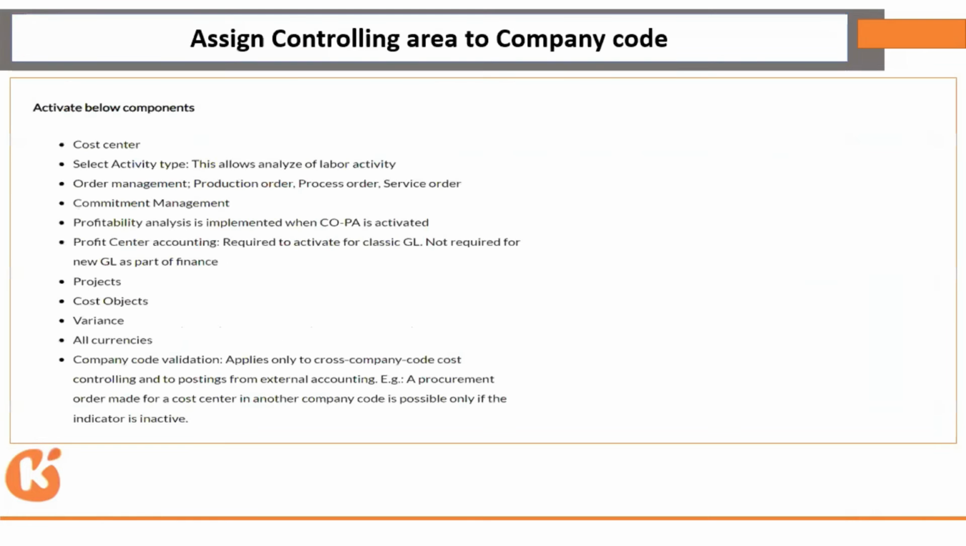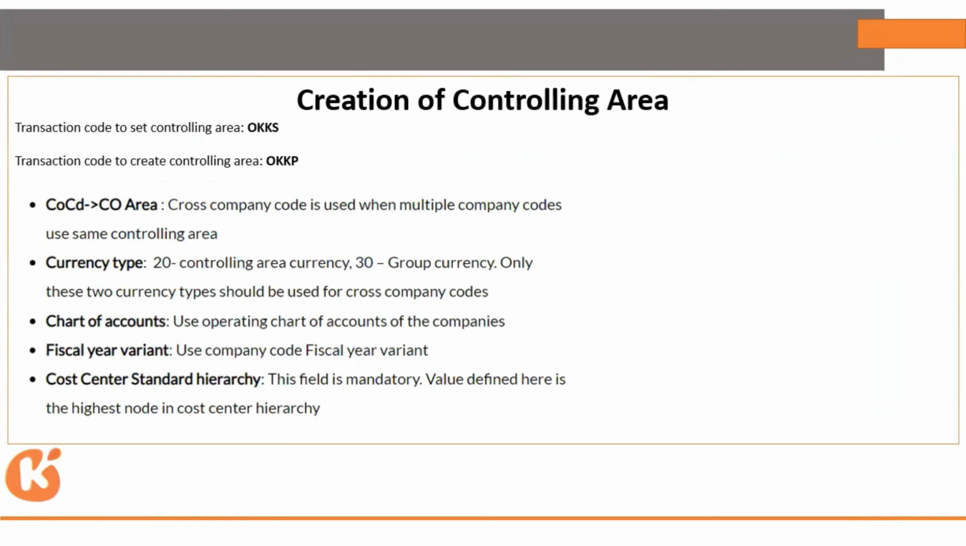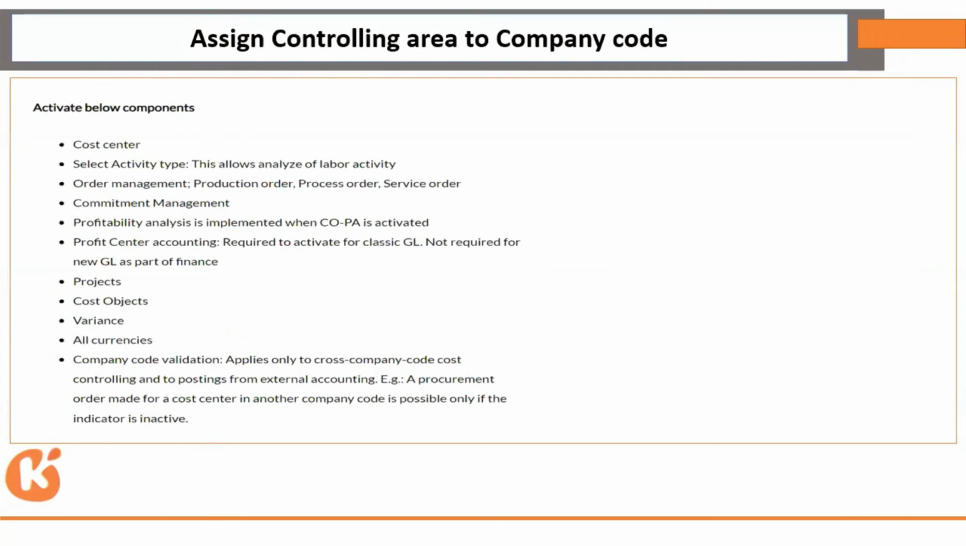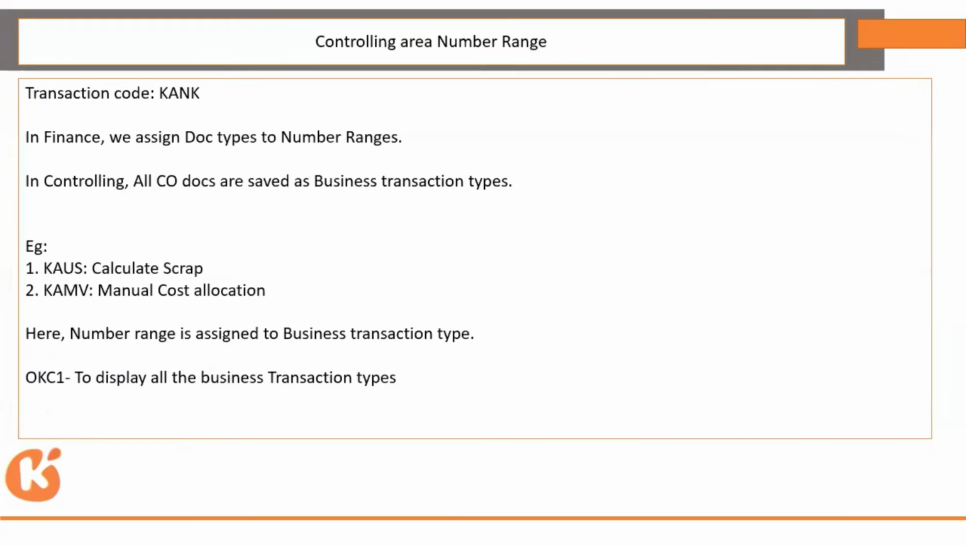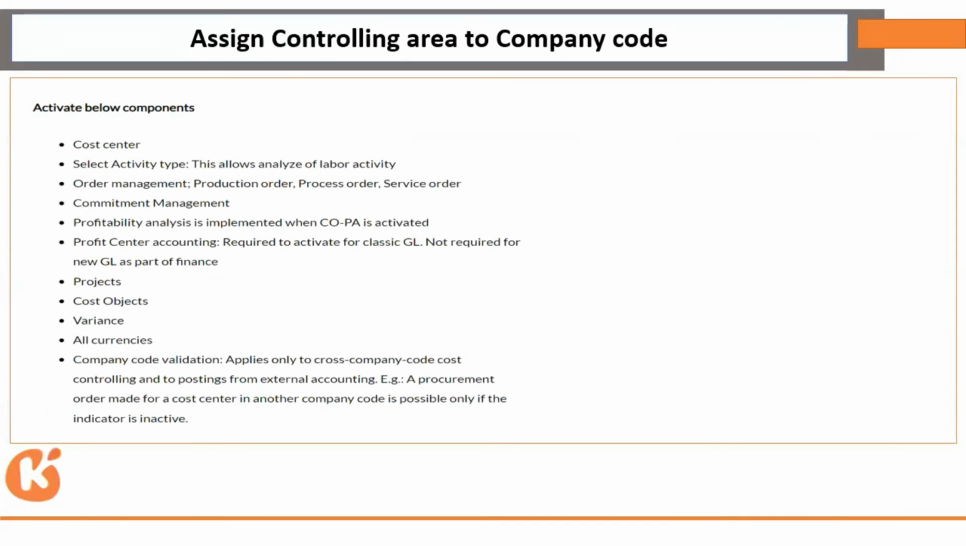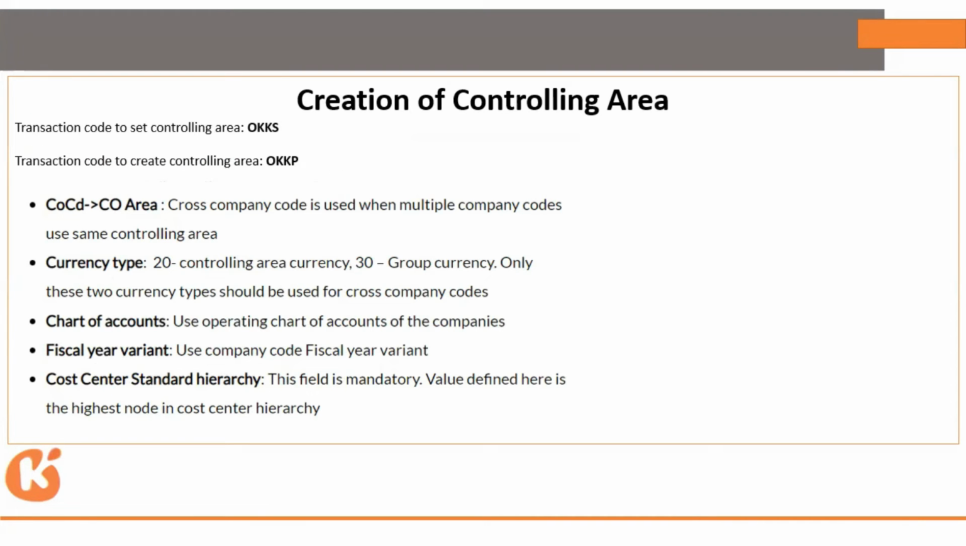As I said, first and foremost is the creation of the controlling area, that is OKKP. And before that, we have to make sure that we have a default controlling area, using OKKS. Then we have to remember that we are assigning this controlling area to the company code first, and then we are activating the components. We can use the transaction code OKKP, and there itself we have the option to assign this to company codes. Once we have assigned it, we can activate the components.